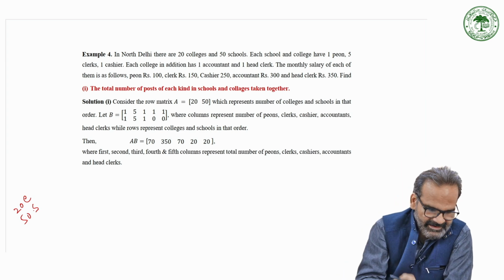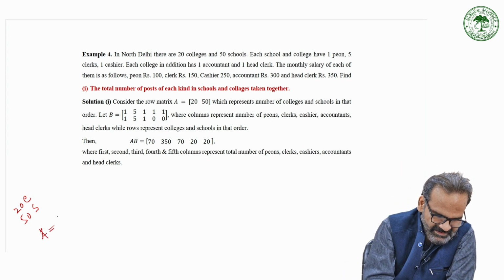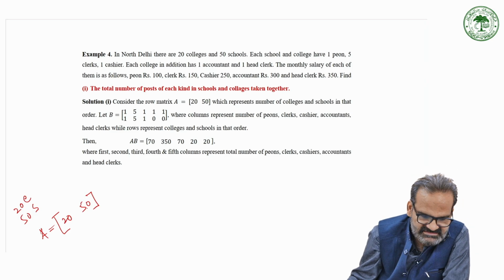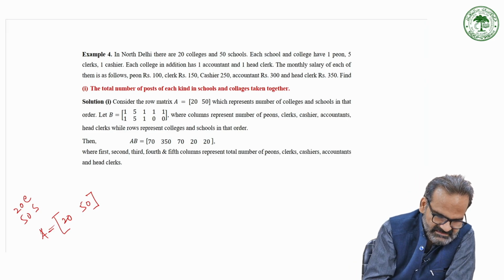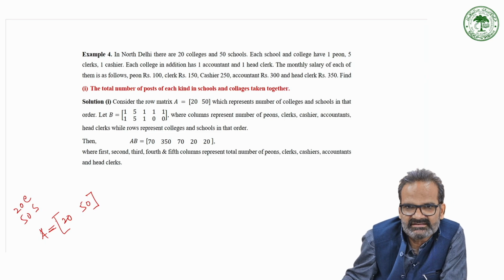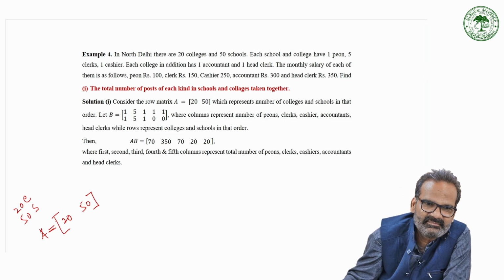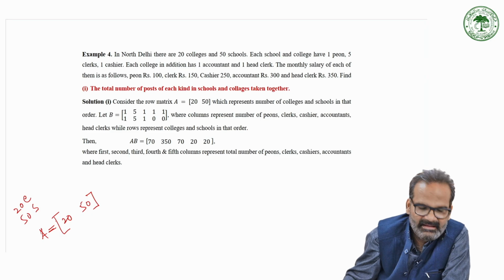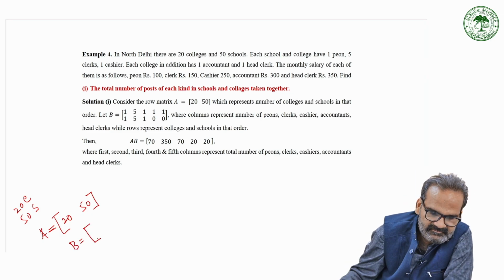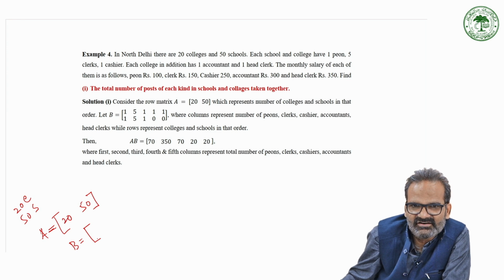So consider A equals 20, 50. This is a matrix which represents the number of colleges and schools, right? A represents the number of colleges and schools because there are 20 colleges and 50 schools. We are representing them in the form of a row matrix, right? And let B be a matrix of the 5 kinds of employee, right?